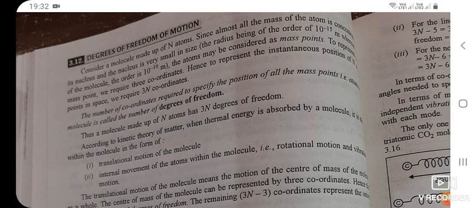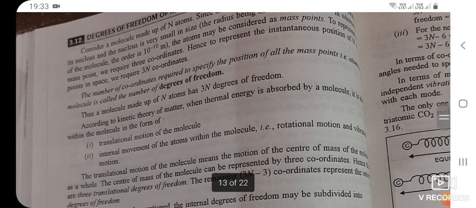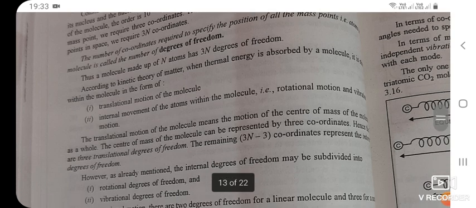To represent a mass point, we require 3 coordinates. Hence, to represent the instantaneous position of n points in space, we require 3n coordinates. The number of coordinates required to specify the position of all the mass points, that is atoms, in the molecule is called the number of degrees of freedom. Thus, a molecule made up of n atoms has 3n degrees of freedom.